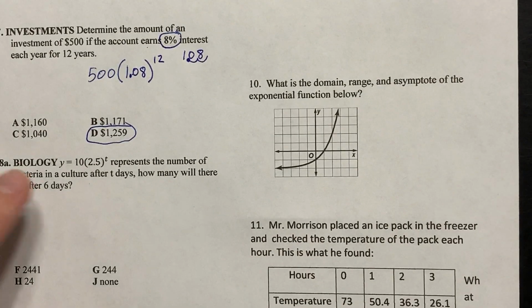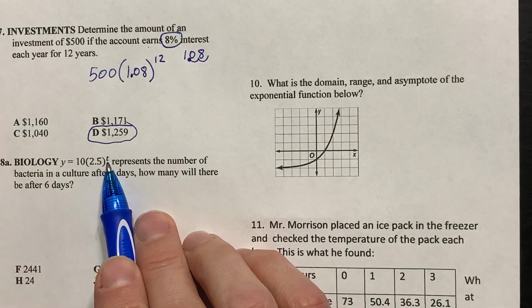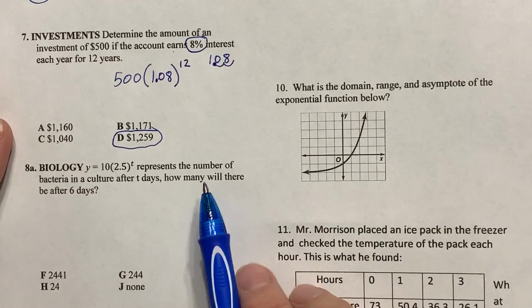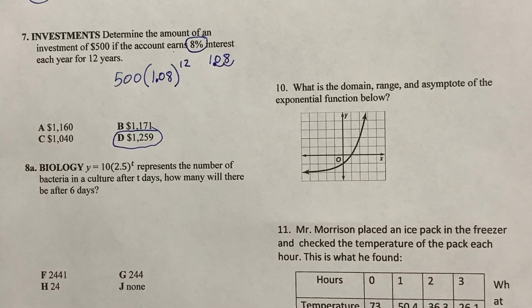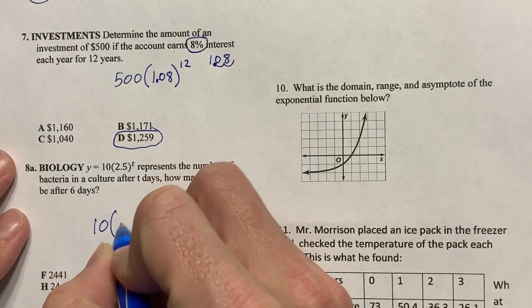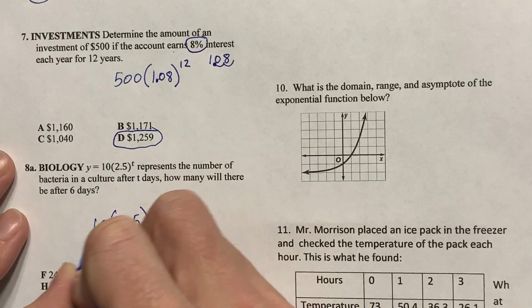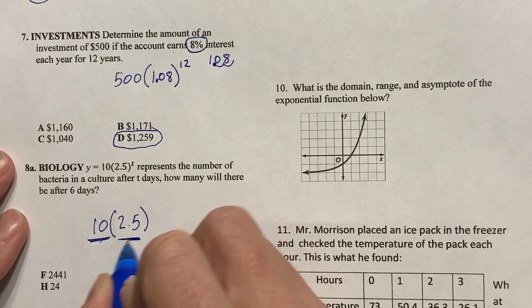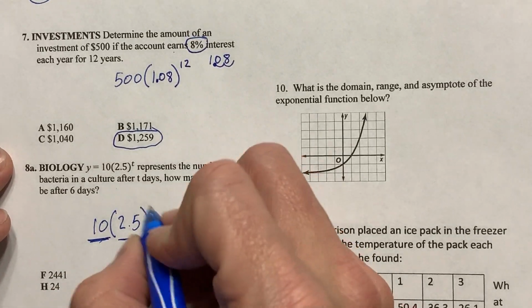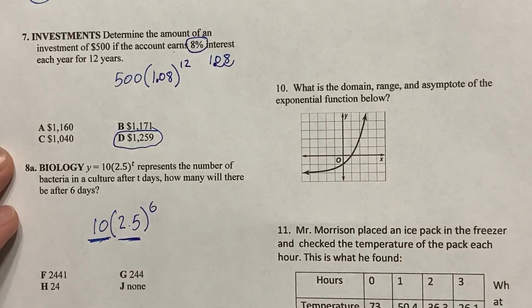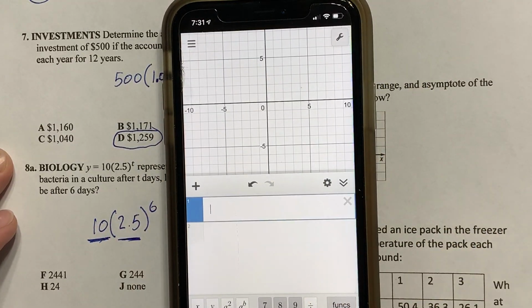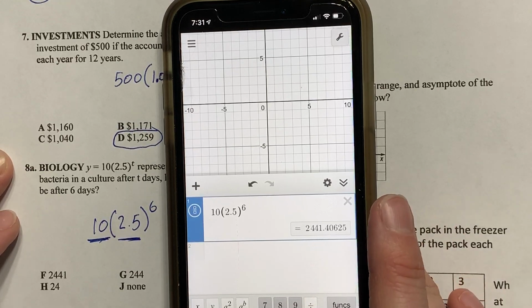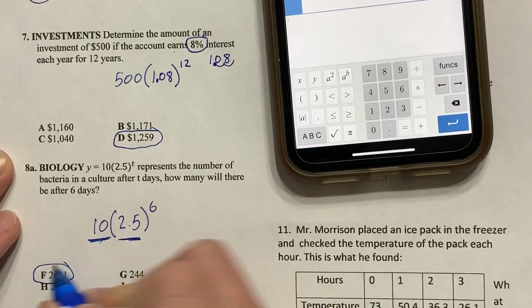Biology, we have this equation, 10 times 2.5 to the power of t. It represents the number of bacteria in a culture after t days. How many will there be after 6 days? All we're doing is taking that equation. It starts with 10 bacteria, and it is a little more than doubling. It's being multiplied by 2.5 every day for 6 days. So 10 times 2.5 to the power of 6, and it looks like 2,441 bacteria after 6 days.